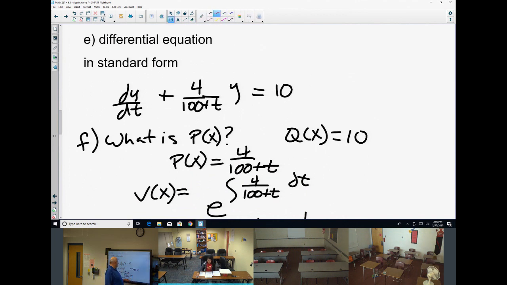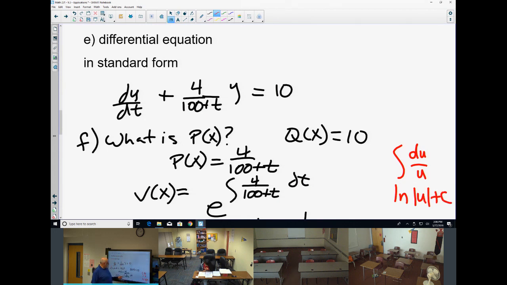Would be u squared? No, no, because it's not u to the first. See, it's du over u. The u is in the bottom. So the integral of du over u is equal to the natural log of the absolute value of u, plus c.